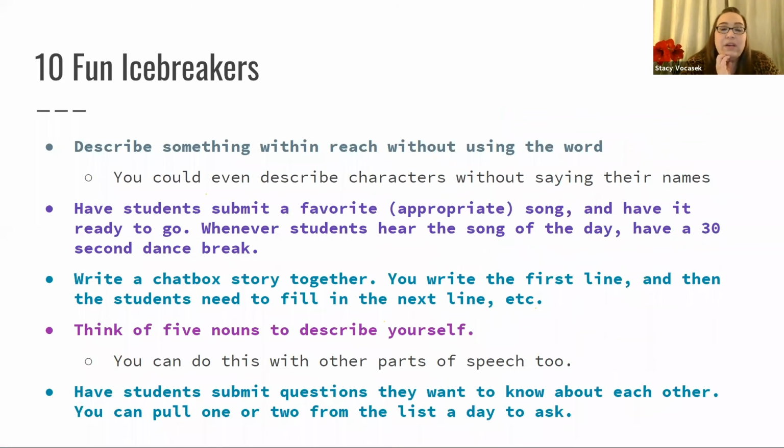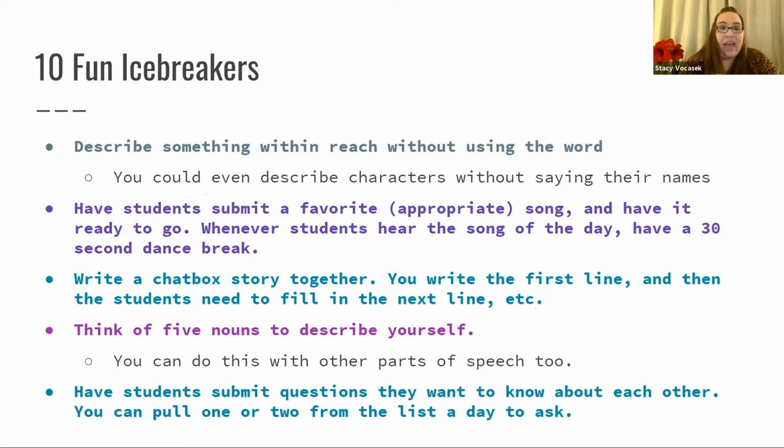So, having kiddos describe something within reach without using the word or telling you what it is. And this could even be a classroom activity with whatever you're reading. It could be, in your history unit, where you're talking about a historical figure and describing them without saying who it is. How is somebody going to know who this person is, or characters in a book?